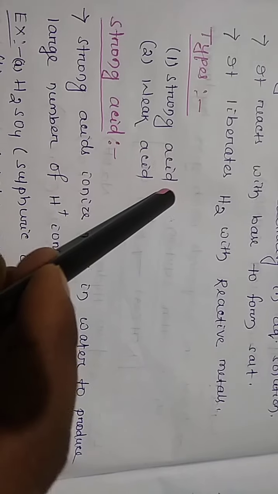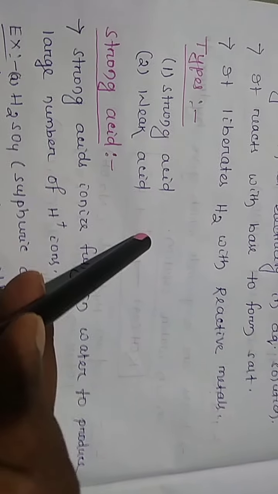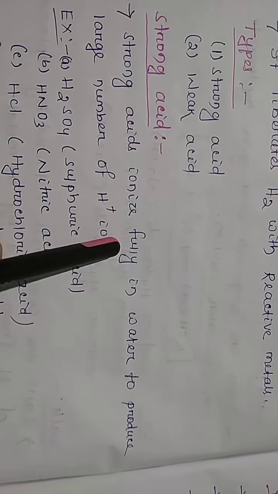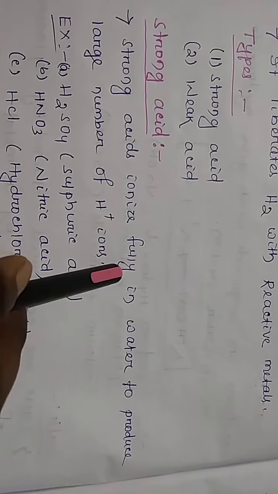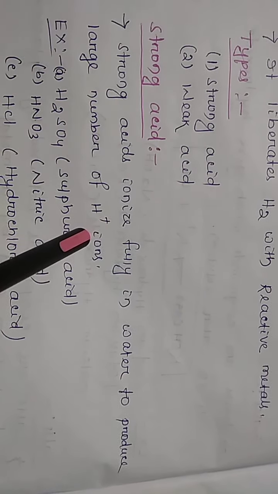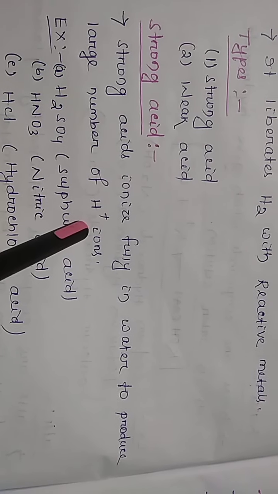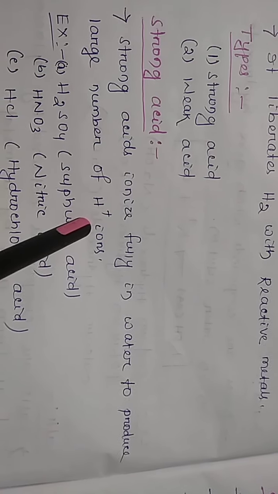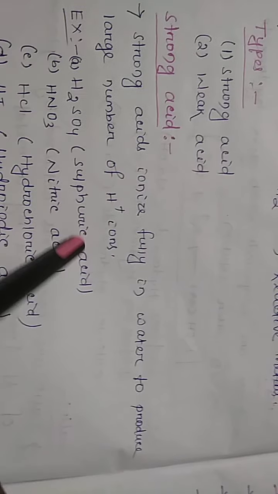Okay, and acid is of two types. First one is strong acid, second one is weak acid. What is strong acid? If an acid is ionized fully in water, and it will produce a large number of hydrogen ions, then those acids should be regarded as strong acids.